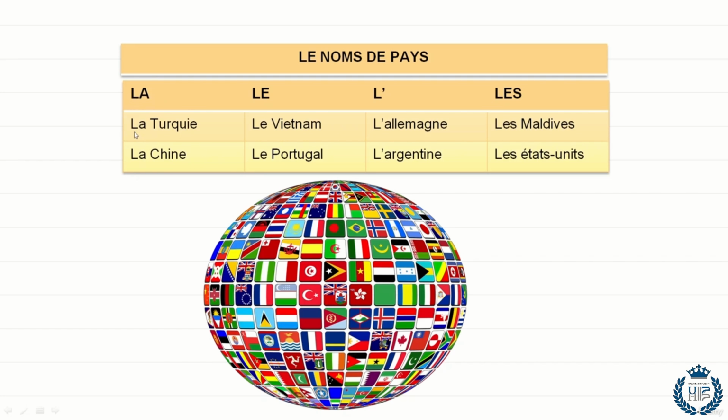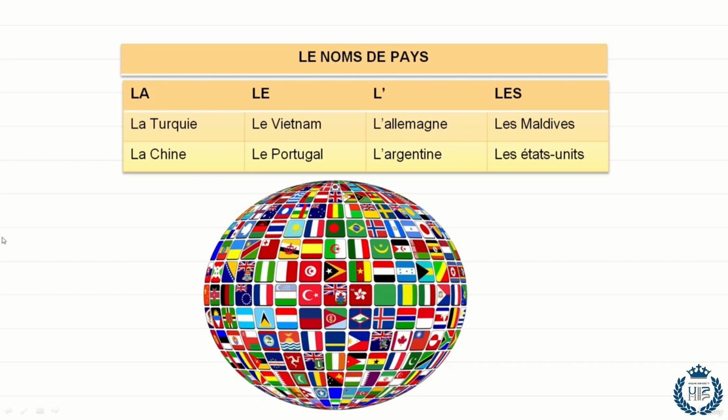If we have the la in front of it, that means Turkey is a feminine noun. La Chine. So that means China is also a feminine noun. That's why we have la in front of it. There is no rhyme or reason as to why these nouns are masculine or feminine or plural. It's just a rule that we have, but there are a few hints that make learning these feminine and masculine nouns easier, so we're going to be sharing them with you later on.